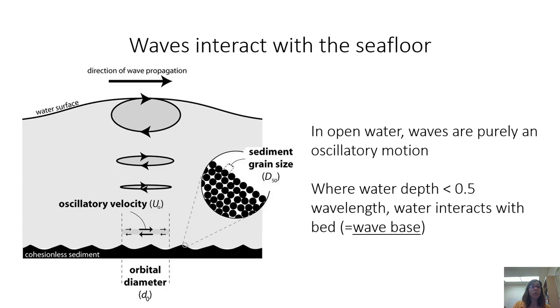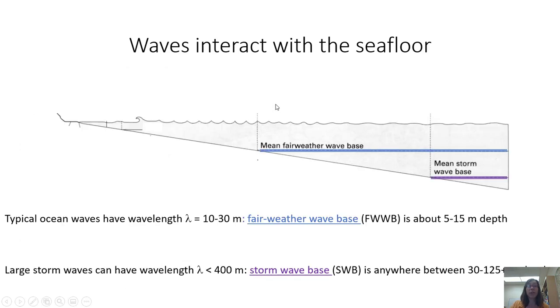So here you can see the water surface, and you can see a trough, a crest, and a trough. That distance from trough to crest to trough, that's the wavelength. And when the depth of the water is less than half of that wavelength from trough to crest to trough, that's when the wave is going to start interacting with the sediment. And when waves interact with the seafloor, we talk about wave base. Again, that wave base is where the waves are interfering with the sediment.